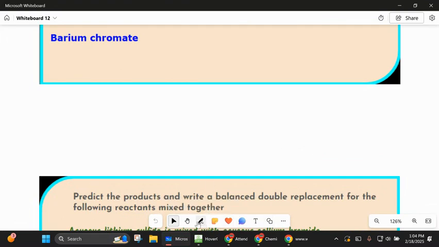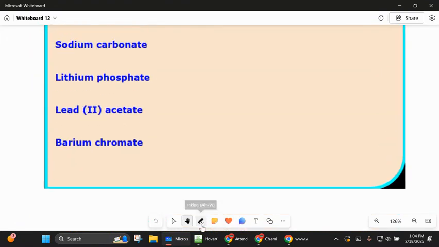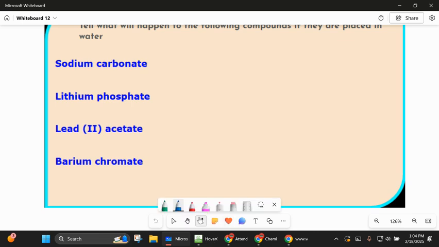Okay. So here we go. Sodium carbonate. I need to write a formula for that. Sodium is Na and it has a charge of +1.